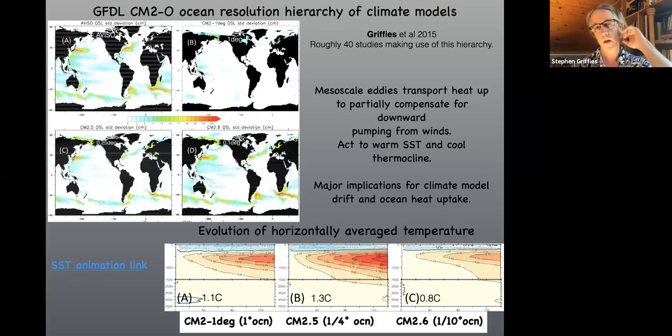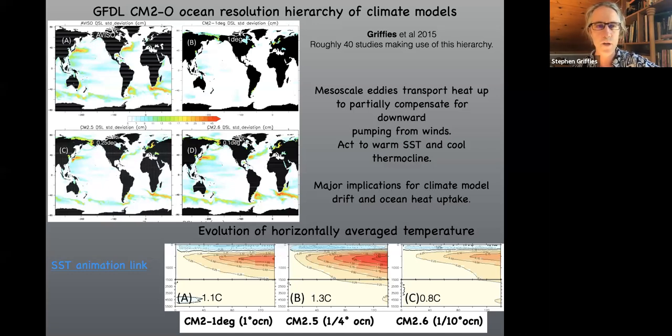So one of the models that we have built in the last decade at GFDL is a hierarchy of ocean models that are coupled to climate models. So they're coupled models. We call it the CM2-O suite of models. And we've written about 40 papers making use of this hierarchy of models. It runs from 1 degree, quarter degree, and 10th degree resolution in the ocean. Everything else identical. Atmosphere identical, ocean, ice identical, land identical. The only change is the ocean resolution. And we get a huge amount of interesting understanding of the importance of the mesoscale when we look at simulations from this suite of models.